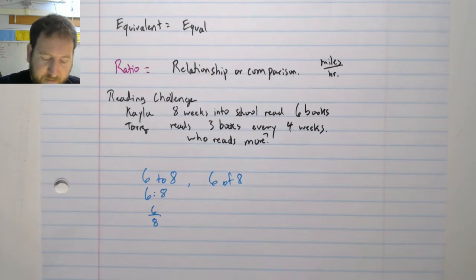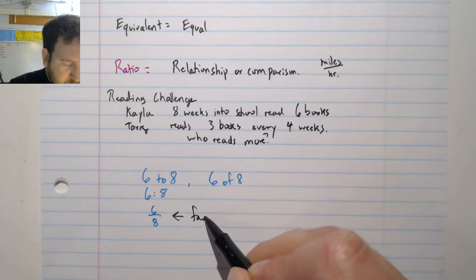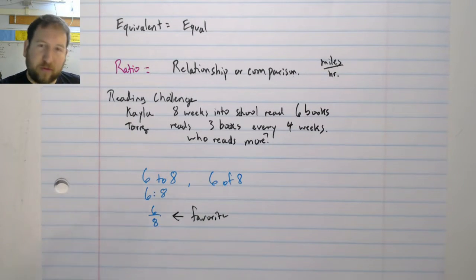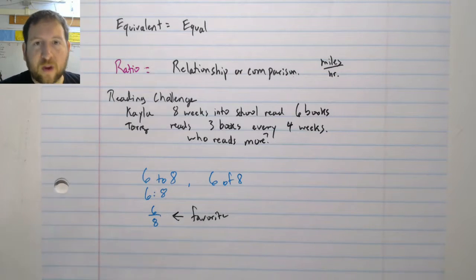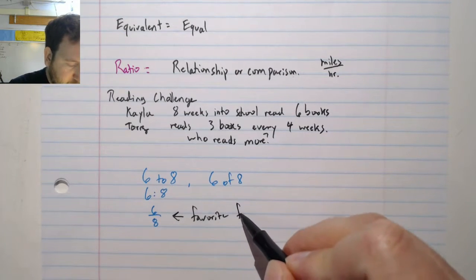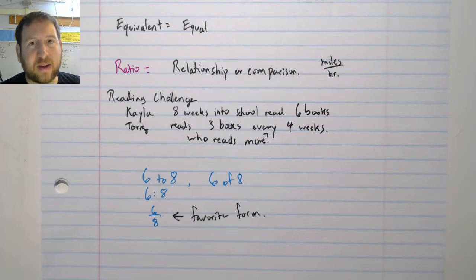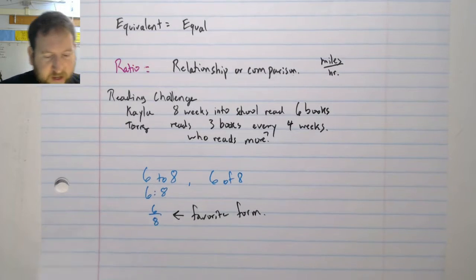And this is my favorite because once we have it in a fraction form, it's easy for us to do a lot of regular math on it and to switch it into forms because it reminds us of all the things that we've been using with fractions before. So when I typically use ratios, I think about it in that fractional form so that I can manipulate it much easier. Okay, so let's take a look again at this reading challenge question.